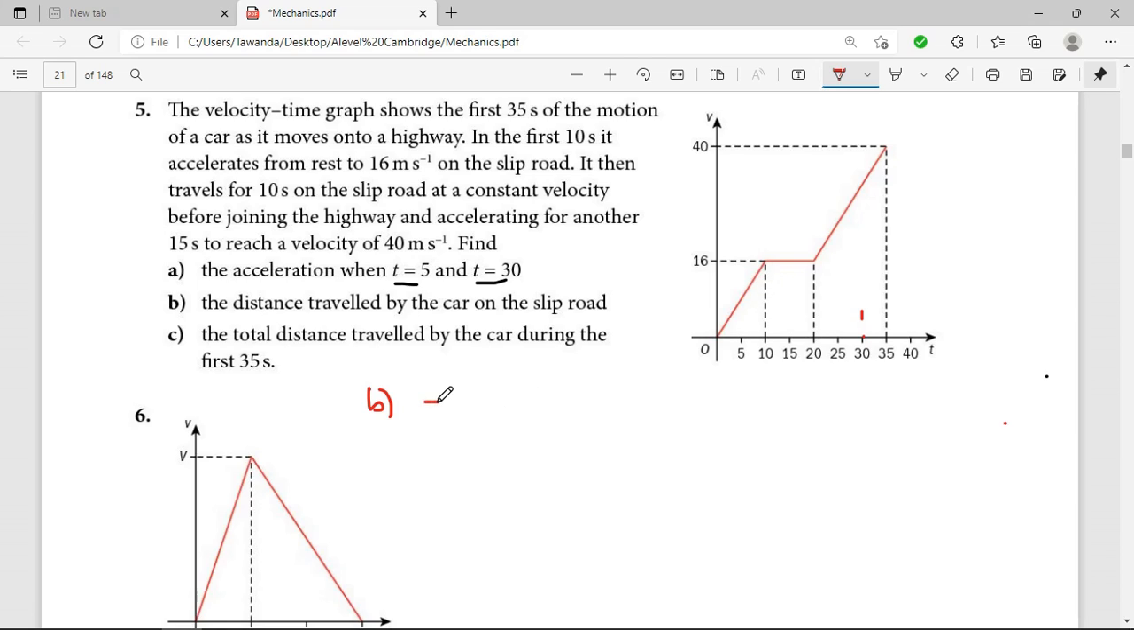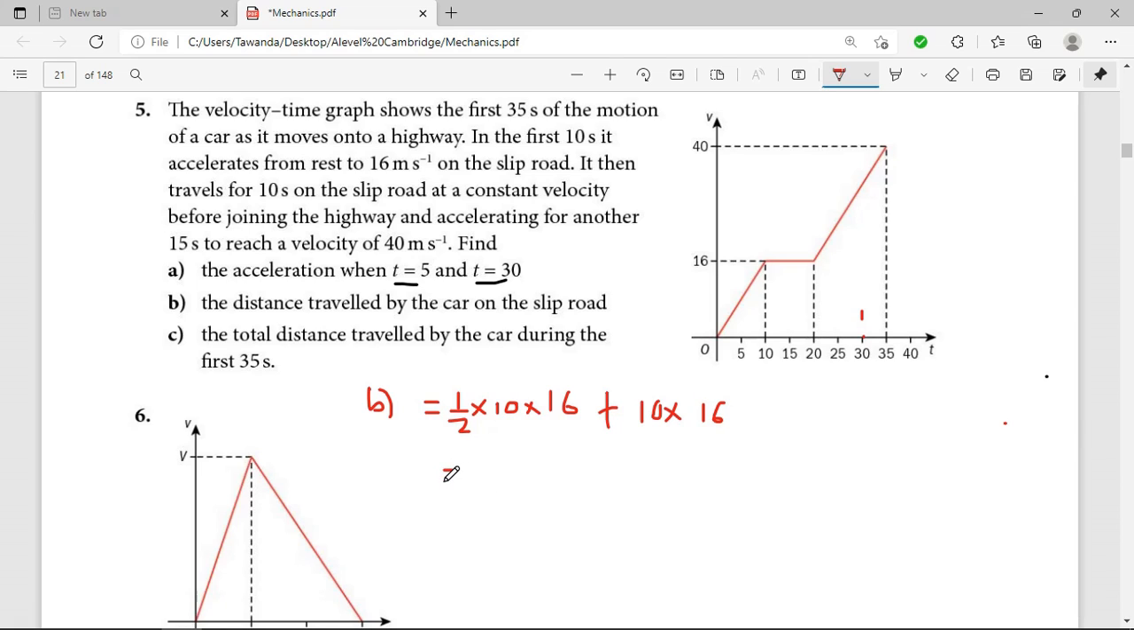So on part B, we have the area of a triangle, and the area of a triangle is half base times height. Our base is from 0 to 10, it's 10, then times our height from 0 to 16. That's the area of the first triangle. Plus the area of the rectangle, length times width. From 10 to 20, the length is 10, then times the width, which is 16.